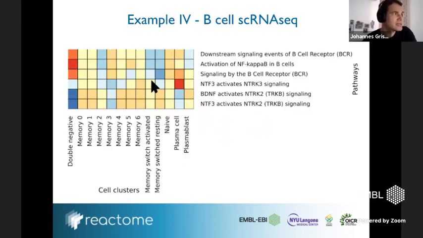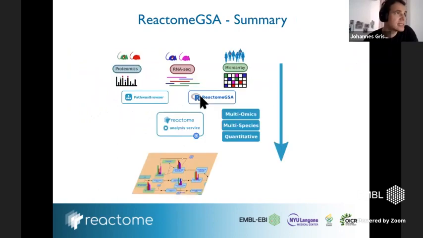So again, you see the heat map here, downstream signaling of BCR, which I just showed you before in a color coded, but also different NF-kappa B activation. This shows a big difference, for example, in this double negative group compared, for example, to plasmablasts. So this gives you an option to get the pathways into single cell data.